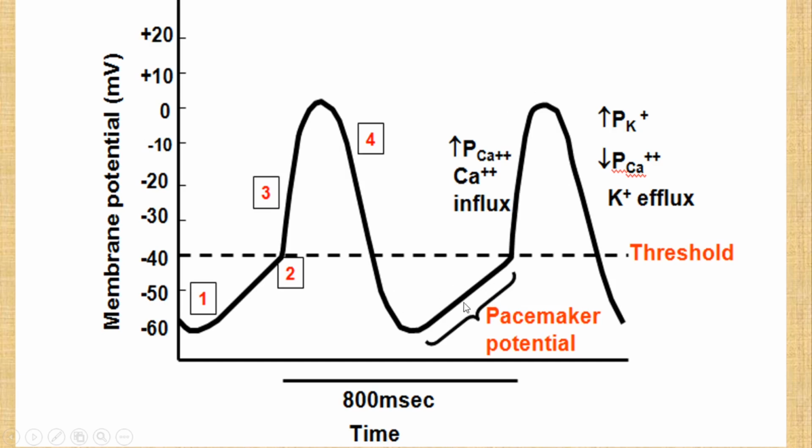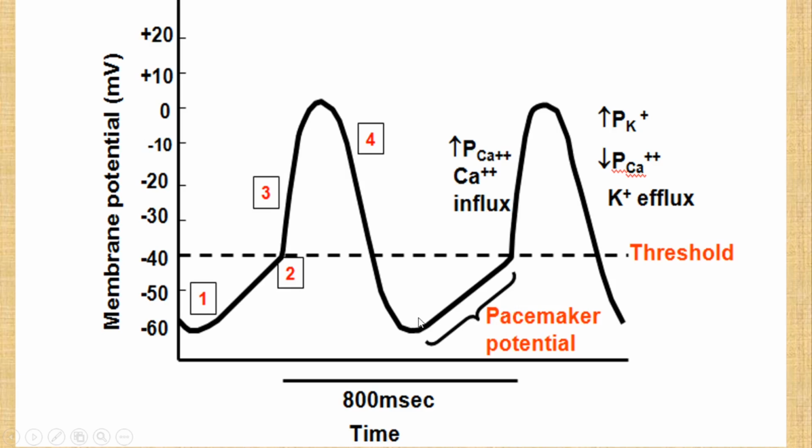This property of the SA node is called autorhythmicity, which will bring about continuous action potentials in a rhythmic fashion. This pacemaker potential will also determine the number of heartbeats, that is the heart rate. This is the phase that is more important for how many action potentials are generated in 1 minute. Suppose the slope of the pacemaker potential becomes steeper, more vertical, so the membrane potential will reach the threshold very fast.